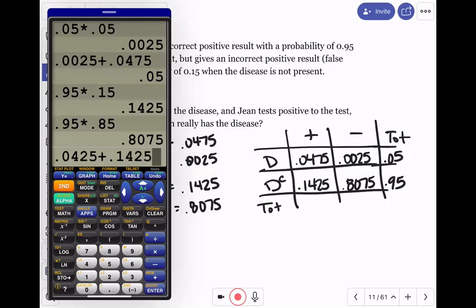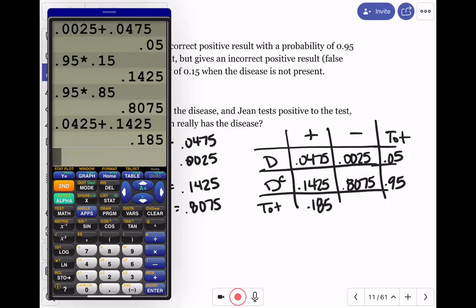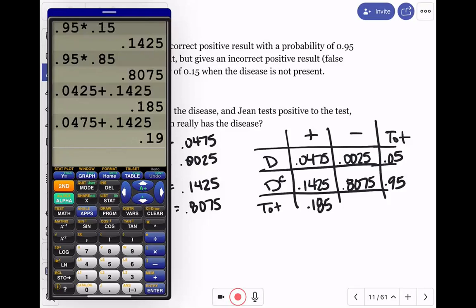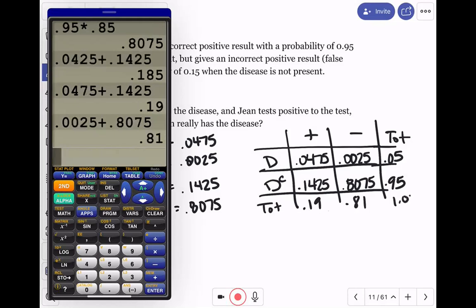0.0475 plus 0.1425. So 19% of the people who take this test are going to test positive for it. Then 0.0025 plus 0.8075. Oh, thanks, that is supposed to be 0.19. I must have added that wrong. Good catch. Yeah, 0.19, you're right. Thank you. There we go. That means that the other one should be 0.81, right? Yes. Yeah, 0.81, total of 1.00.